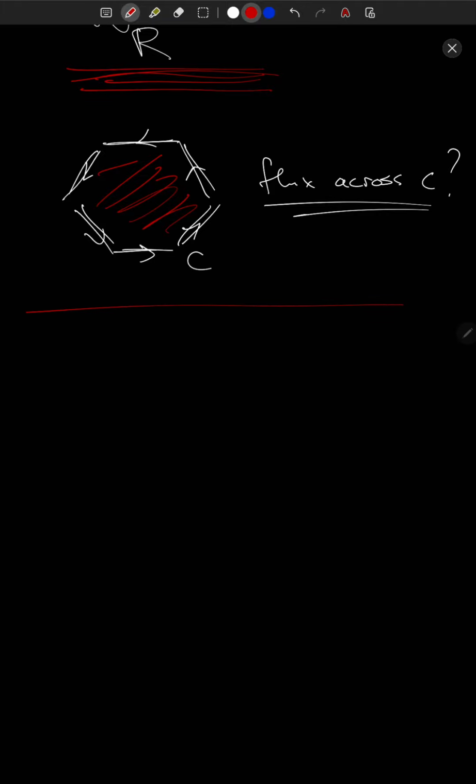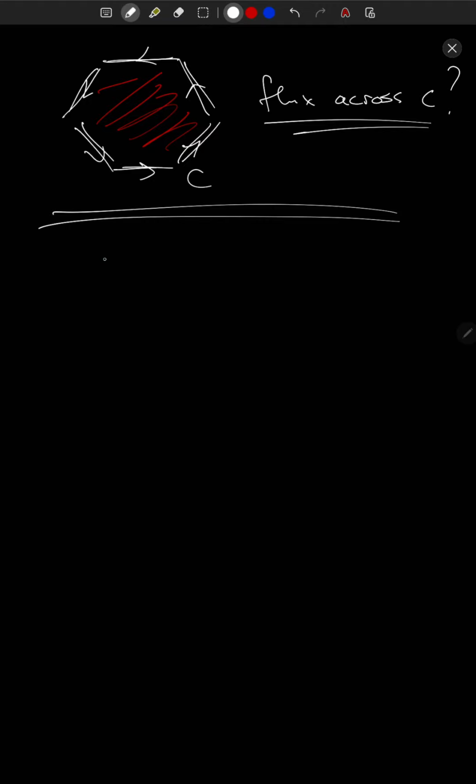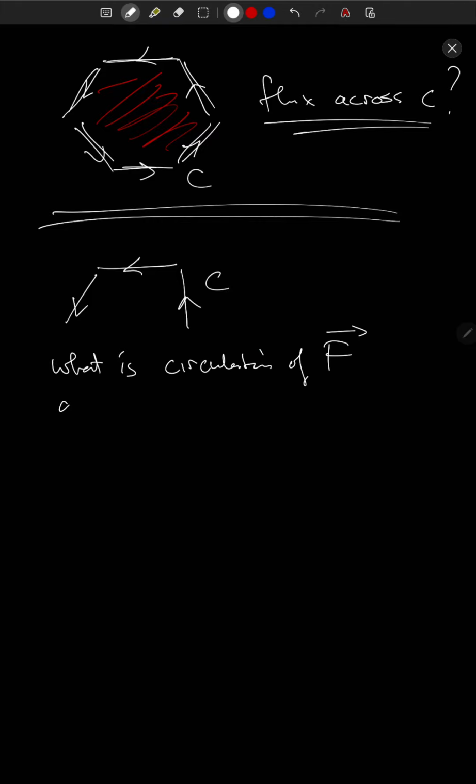Okay, this same idea applies as well for the other version of Green's theorem, right? Let's do a small variation here. So let's say we have, this is C. The question is, what is the circulation of F along C?